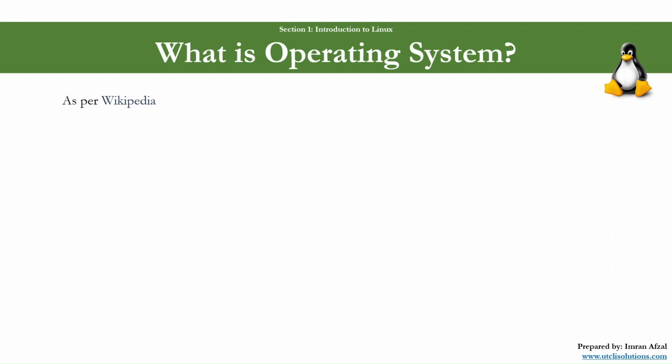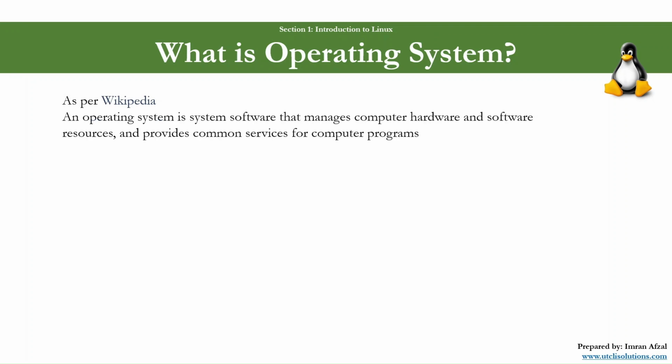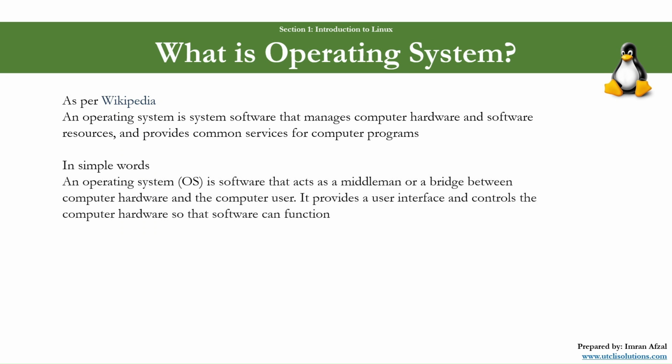So, as per Wikipedia, an operating system is system software that manages computer hardware and software resources and provides common services for computer programs. Or, in simple words, an operating system, in short OS, is software that acts as a middleman or a bridge between computer hardware and the computer users. What is the hardware? Like CPU, memory, disks, and who is the computer user? You are the computer users. It provides a user interface and controls the computer hardware so the software can function. Now, which software are we talking about here? Software or applications that actually run on your computer.